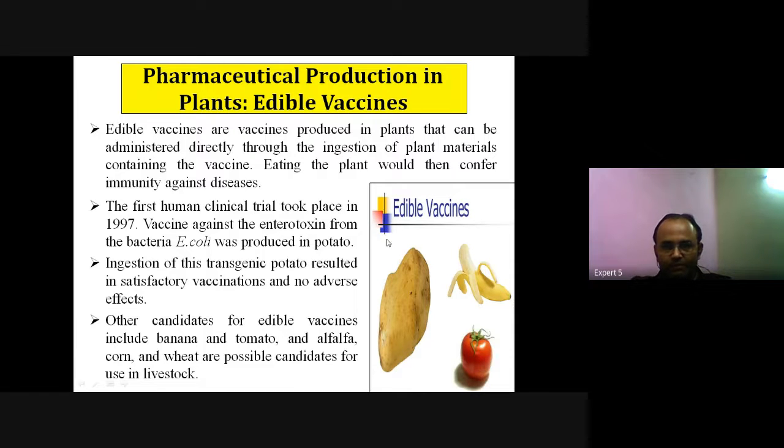Another example of molecular farming is the production of edible vaccines. Edible vaccines are vaccines produced in plants that can be administered directly through the ingestion of plant materials. Means if we eat the plant materials, then we get immunized. The first human clinical trial of edible vaccines took place in 1997, with a vaccine against the enterotoxin from the bacterium E. coli, which was produced in potato. Ingestion of this transgenic potato resulted in satisfactory vaccination and no adverse effect. Other candidates for edible vaccines include banana, tomato, alfalfa, corn, and wheat, and these are the possible candidates used for the production of edible vaccines.